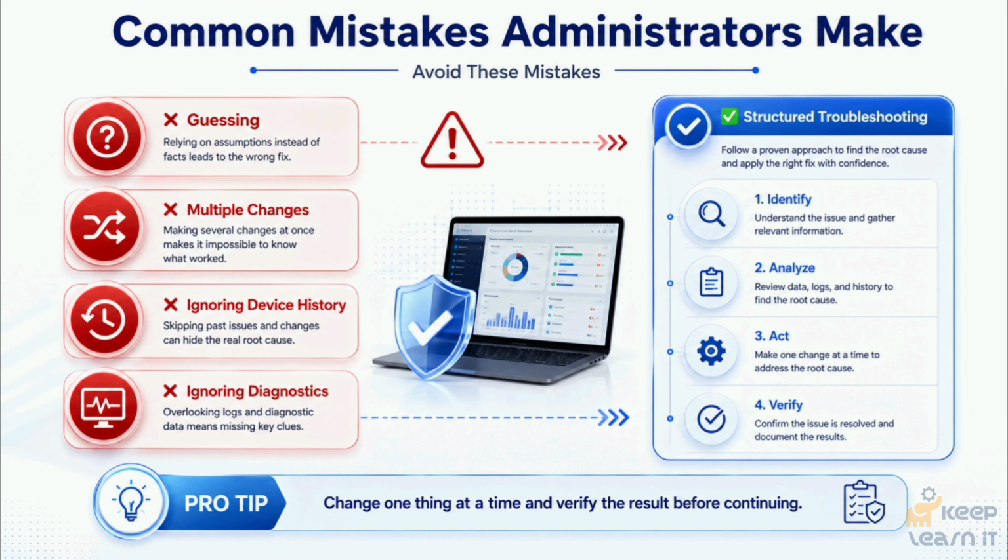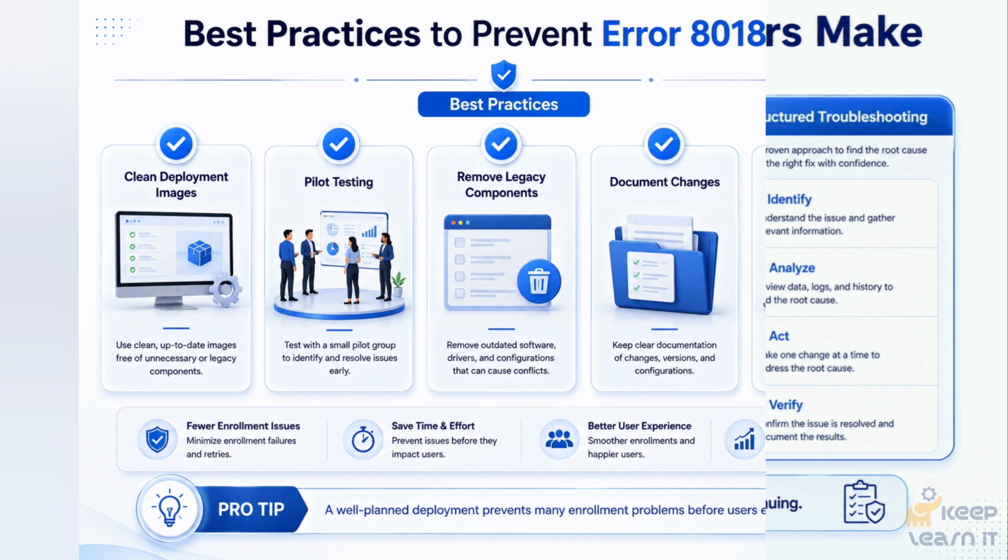Even experienced administrators can make troubleshooting more difficult by skipping important steps. One common mistake is changing multiple settings simultaneously. When several changes are made at once, it's impossible to identify which one actually resolved the problem. Another mistake is ignoring device history. A computer that has been reimaged or previously managed may behave differently from a brand new device. Some administrators also focus only on the visible error code and forget to review diagnostic information. A structured, evidence-based approach always produces better results than trial and error.